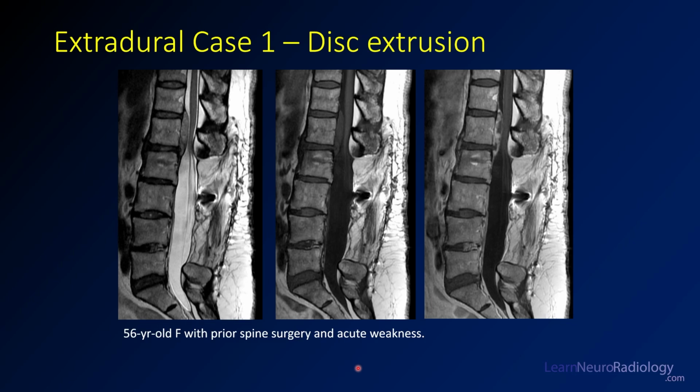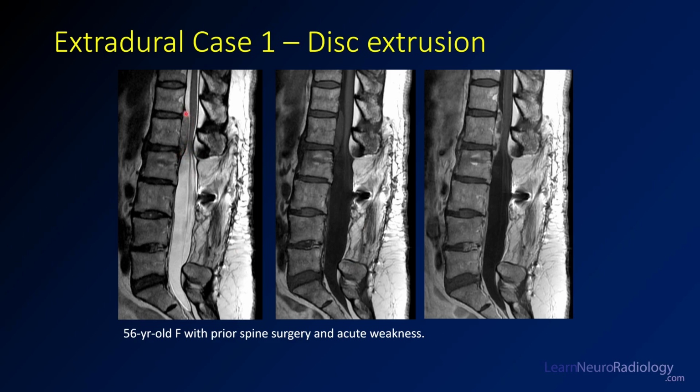So we're going to start with a mix of cases here. This is the first case I'm going to show you. This is a case of a disc extrusion. This is a 56-year-old woman who's had prior spine surgery. You can see evidence of the spine surgery here. You have this big laminectomy defect. And then in the ventral epidural space, you have a mass-like lesion.